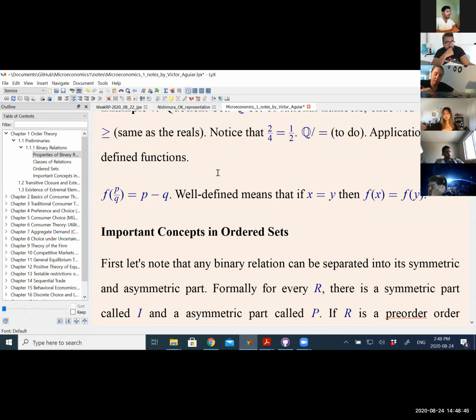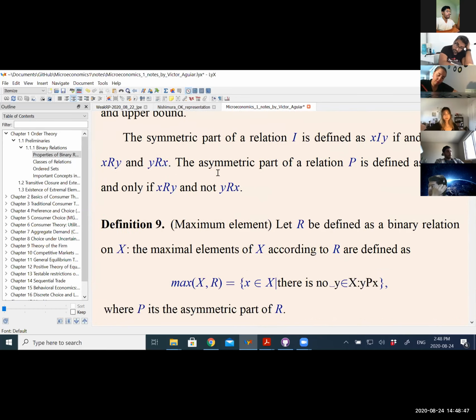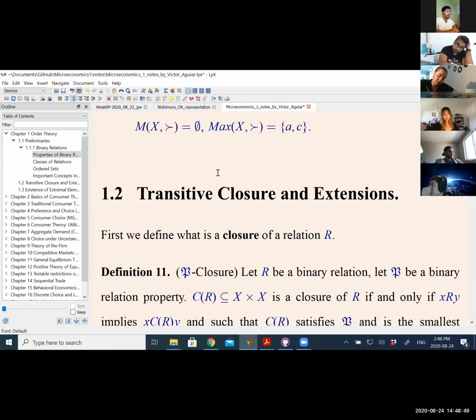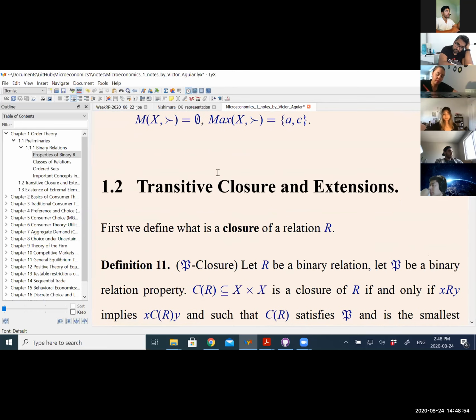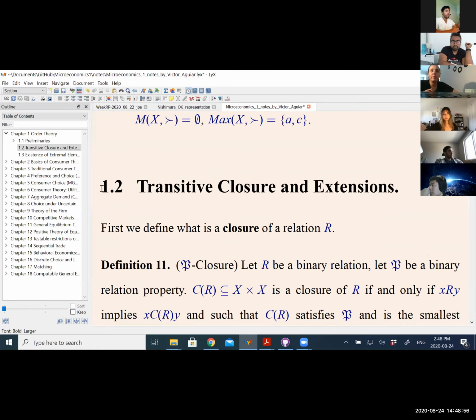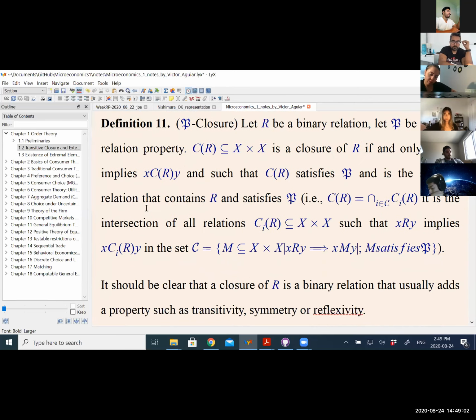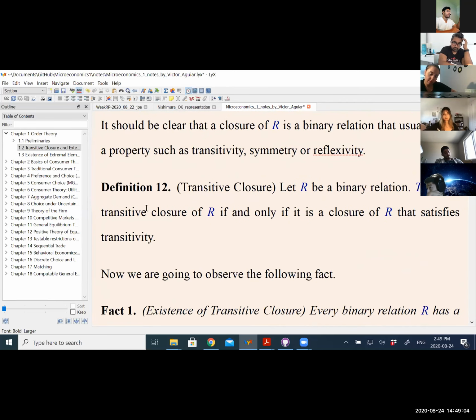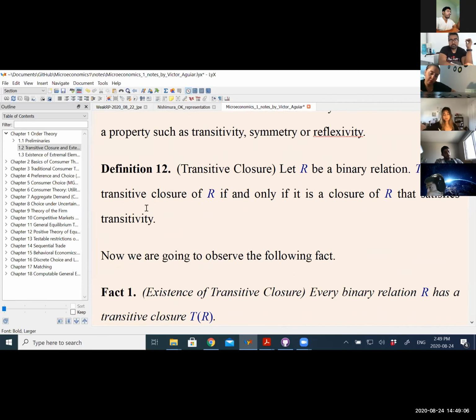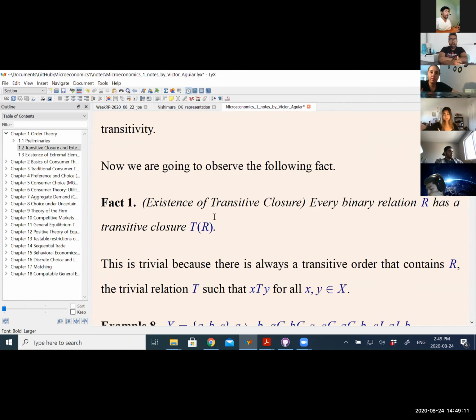The next part of the class is going to be pretty much trying to understand the transitive closure, and that's the part I'm going to focus on now. So I'm going to go to the part of the notes 1.2 to understand what is called transitive closure, okay? So what is a transitive closure? I have a big definition here, but I'm going to just tell you what it is with a simple example. And then I'm going to go back to the definition again.